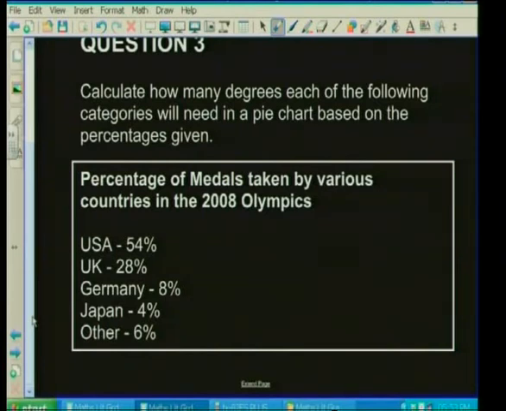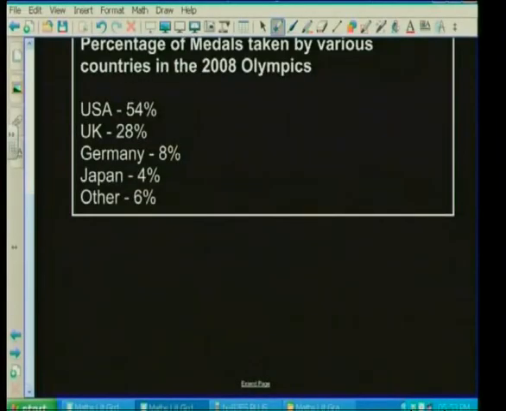So, what do we have here? We have a number of countries that have won some medals in the 2008 Olympics. And we want to show all the medals that have been won, and we want to break them up into different categories. How are we going to draw that? Well, the first thing is this. We know that 54% of the medals won came from the USA.